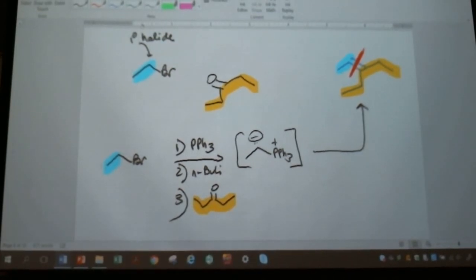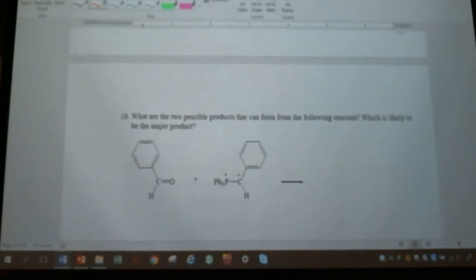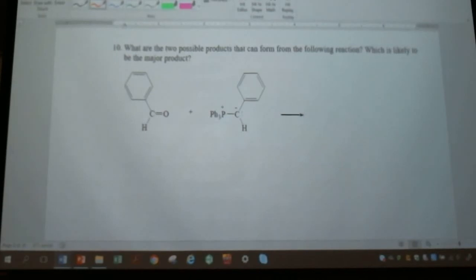Right, ultimately, this is going to go away, this is going to go away, and you're going to end up forming a double bond between these two. So here's a pre-made ylide on the right, the aldehyde on the left. We're going to form a double bond between these two carbons.